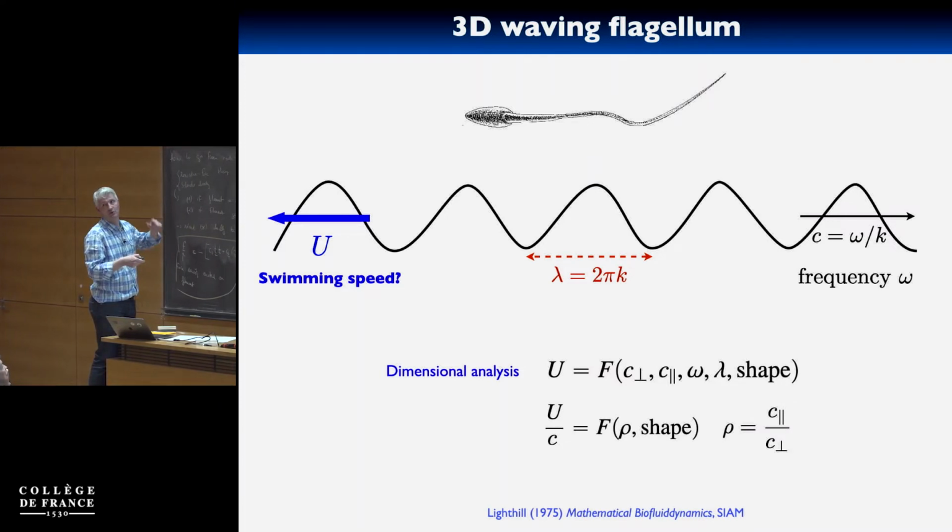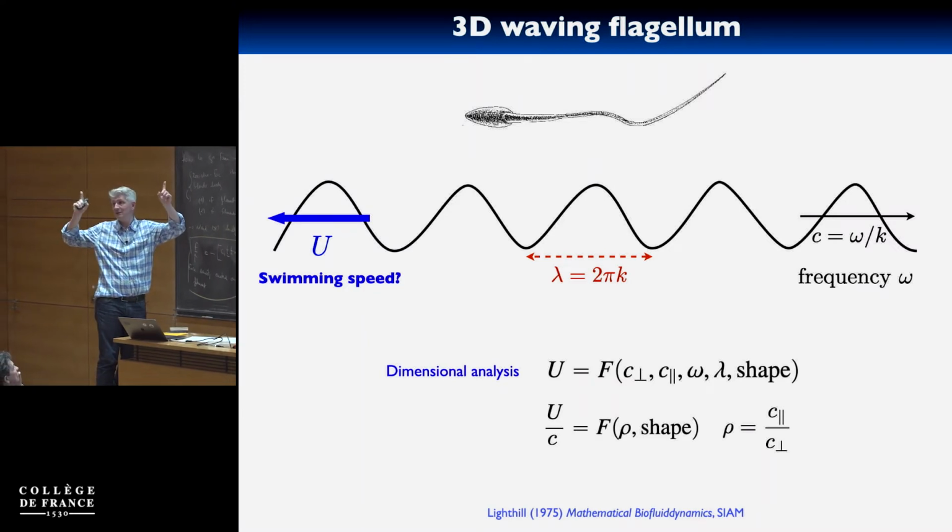If you use dimensional analysis, you can of course convince yourself very easily that U over c, the ratio between the swimming speed and the wave speed, can only be a function of two things. One is the ratio between the two drag coefficients. They both have the viscosity in it. That's the only thing that has the units within the viscosity, and so therefore they can only appear as a ratio. So I'm going to call rho the ratio of the drag coefficients. And the other thing that's left is the shape. No other dependence on anything that has dimensions.